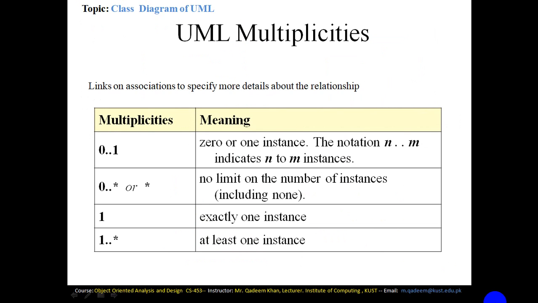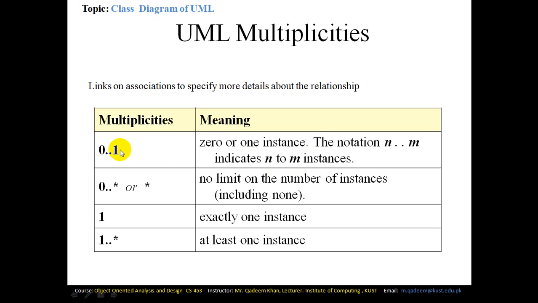Now, UML multiplicities. Multiplicity means how many instances can be accessed in one class or another class. So associations link the classes, and the association specifies one or more details about the relations. In the class diagram, we have seen these labels: 0 to 1, 0 to star, which means all, 1, or 1 to star. So that means 1 to multiple. 0 to 1 means 0 or 1 instances. The notation n..m indicates n to m instances.